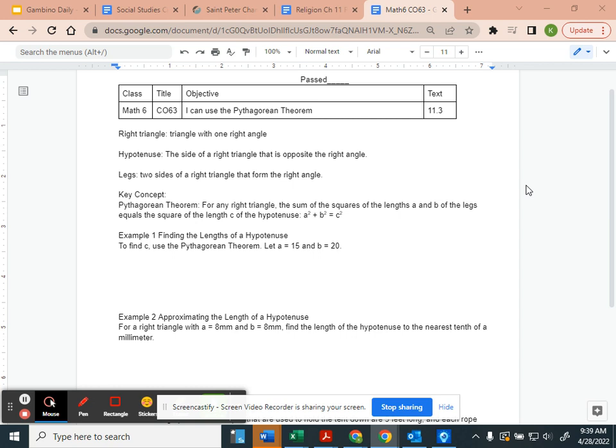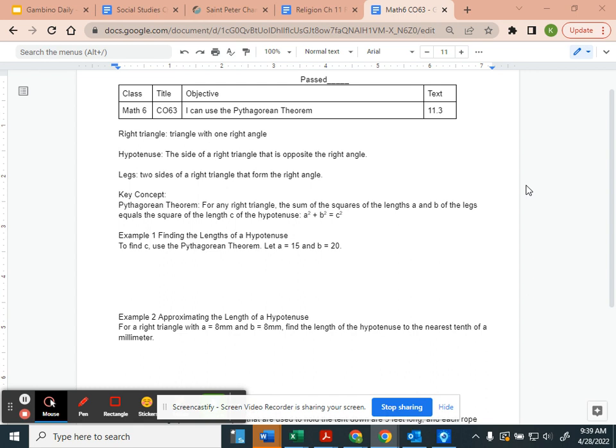Good morning. Today we are continuing with Unit 10, working with those triangles, and we're learning about something called the Pythagorean Theorem. So we get to learn about a theorem. So this is CO63. I can use the Pythagorean Theorem. So we're going to go through our key terms that we need to know first.